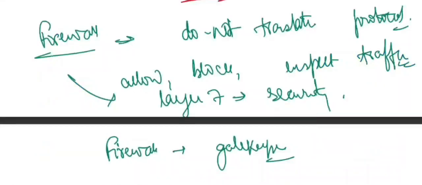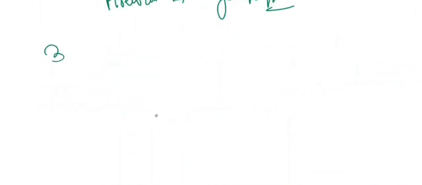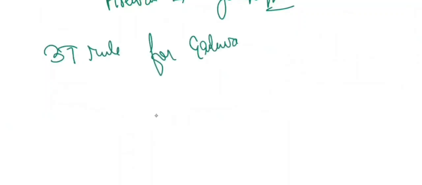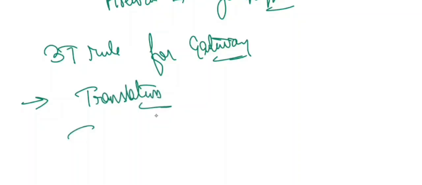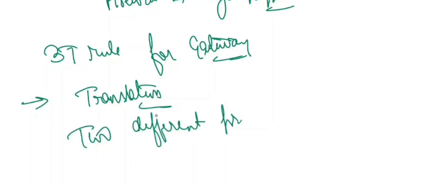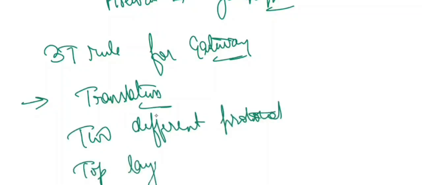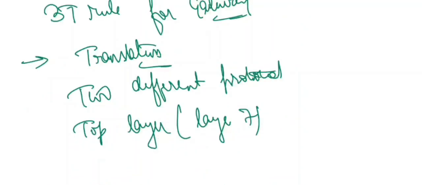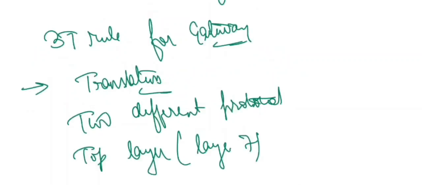There is a memory trick that you can use to remember all this. There is something called the 3T rule for gateway. You may ask me, sir, what is this 3T rule? Yes, I will explain. The first T stands for translation. Sorry for my handwriting. The second T stands for two different protocols being used. And the third T stands for top layer. When I say top layer, I mean layer number 7. So these are the 3T rule for gateway. Just remember: different protocol plus layer 7 means gateway. Translation, two different protocols, top layer.